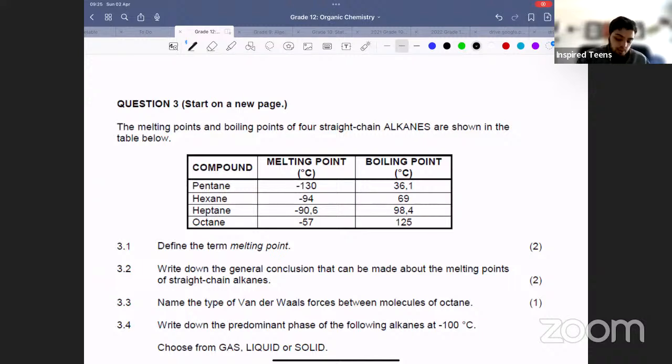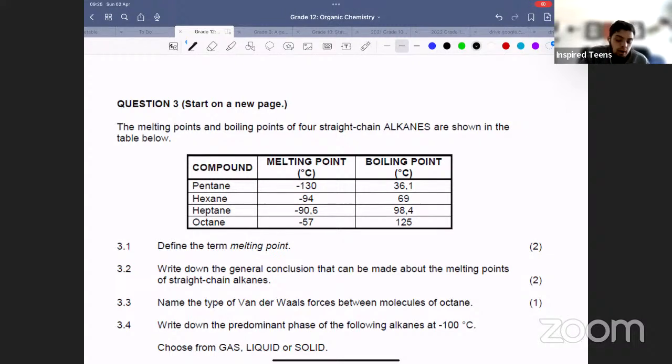So define the term melting point. That's a forgotten one. Basically, the definition for melting point is the temperature at which solid and liquid phases are in equilibrium. The temperature at which solid and liquid phases are in equilibrium. It should be in your examination guidelines.